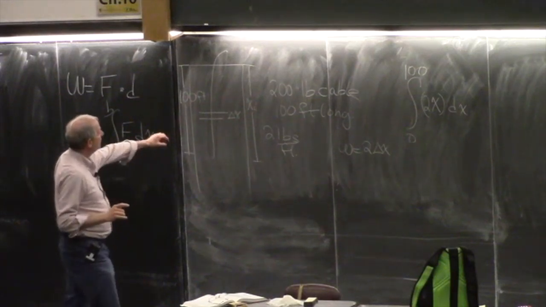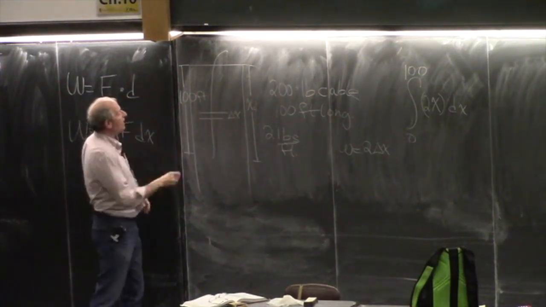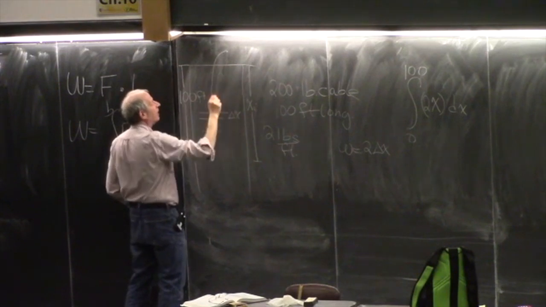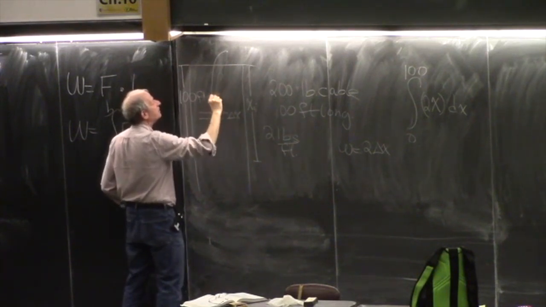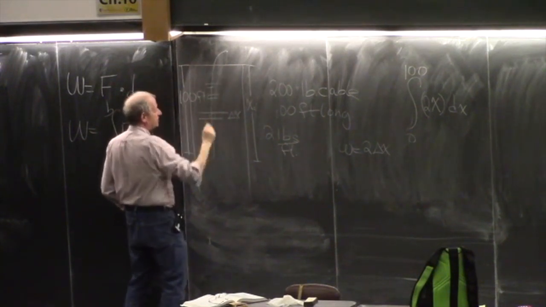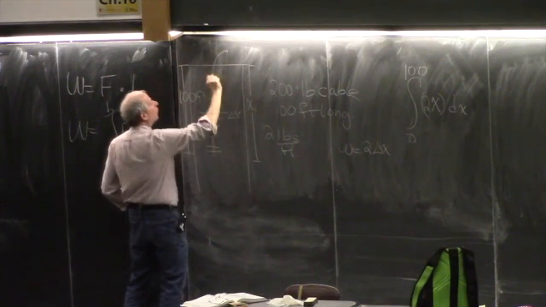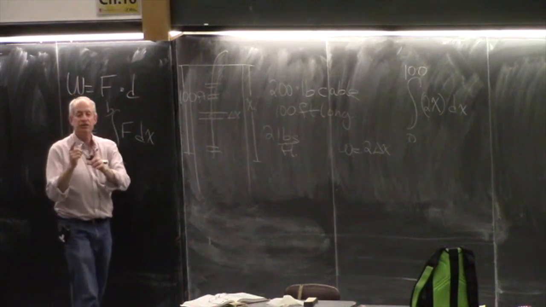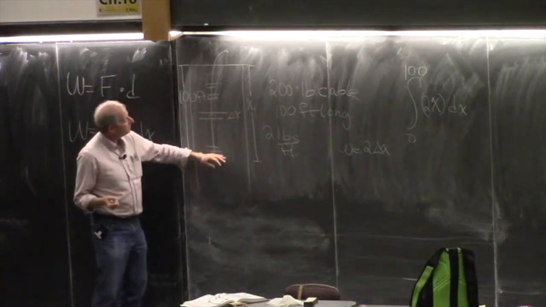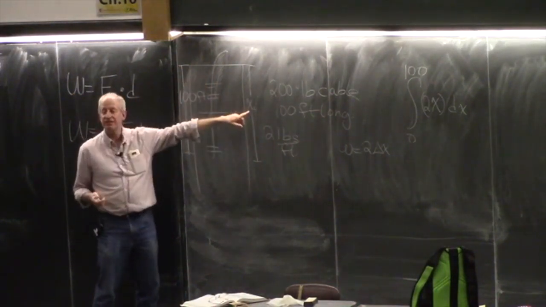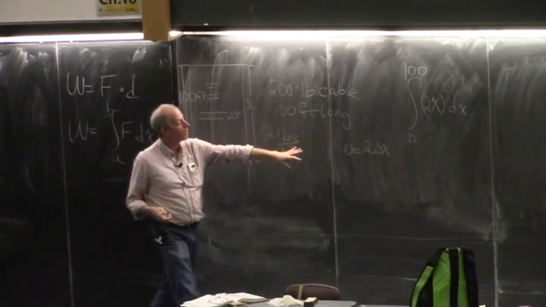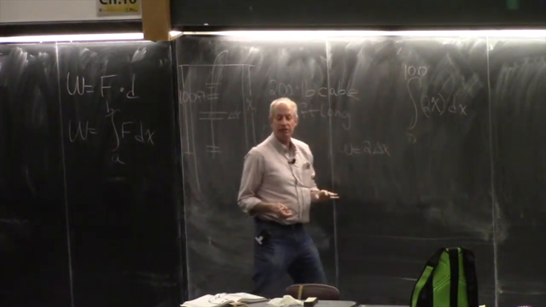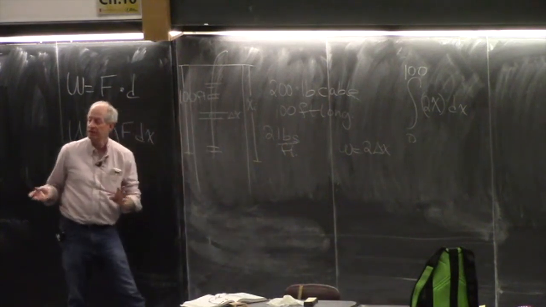So again, where do we come up with that? We say, well, any little piece has to be lifted up. Right? If you have some little slice here, it has to be lifted. And some slice here, and then the slice way down there. So all of those have to be lifted. And each one weighs 2x. And each one has to be lifted a distance of x. But the x's vary, so that's why we're integrating from 0 to 100. Okay?